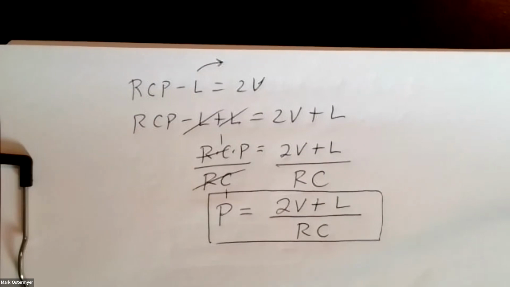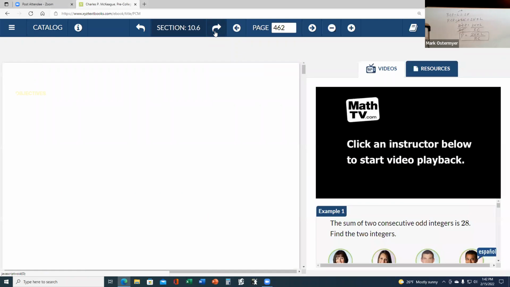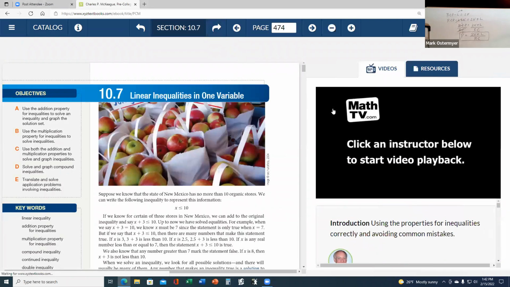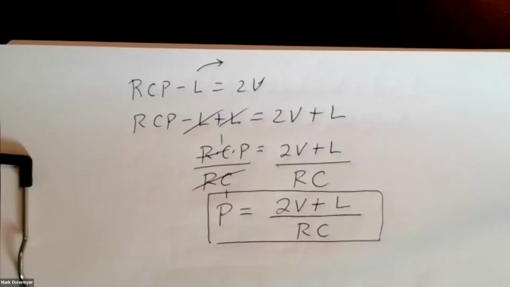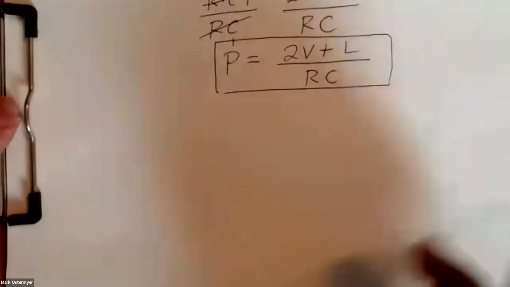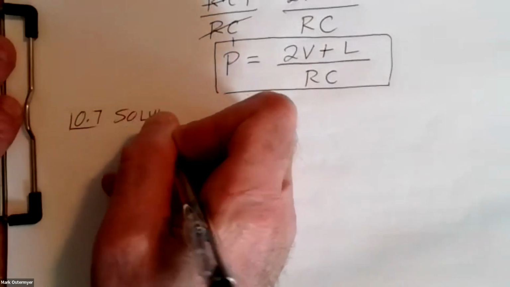All right, there's just one more section, ladies, standing between us and the end of this session, and it's 10.7. 10.7 is going to have us solve what are called linear inequalities in one variable. Linear inequalities in one variable, 10.7, and that's going to close the door on chapter 10 when we get done with this section. Solving linear inequalities.